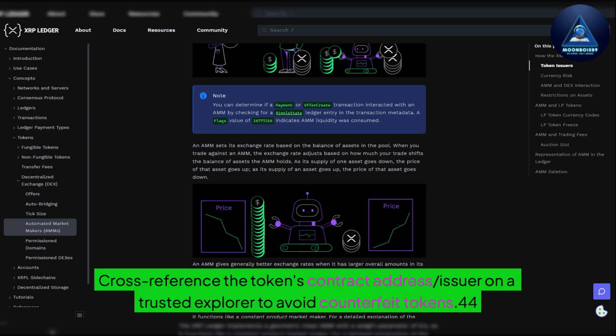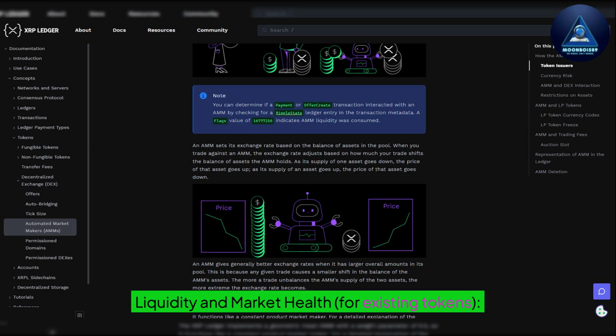Liquidity and market health for existing tokens. Use a DEX or explorer to check the AMM pool's health. What is the total value locked, TVL? Extremely low TVL indicates high risk and high slippage. What is the 24-hour trading volume? Healthy pools have consistent trading volume, which is the source of fee revenue for LPs.